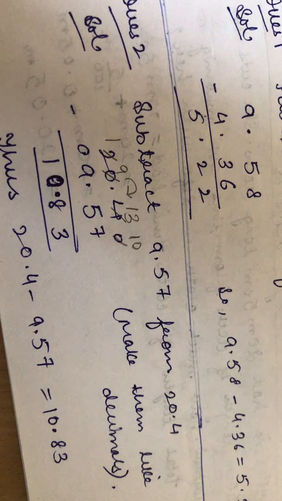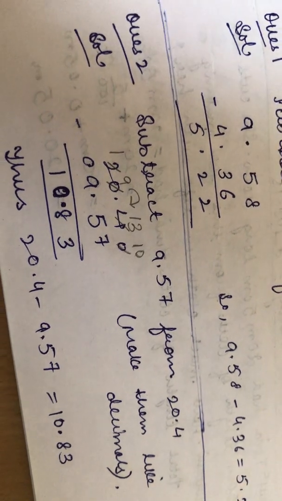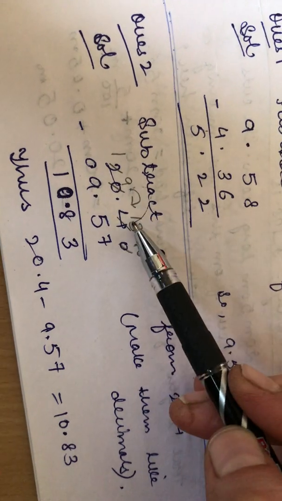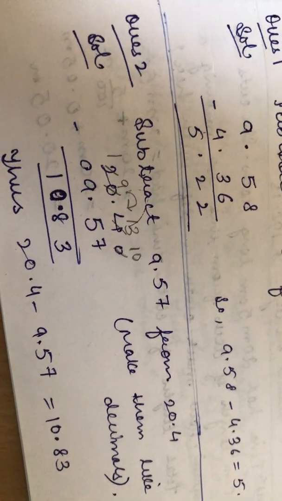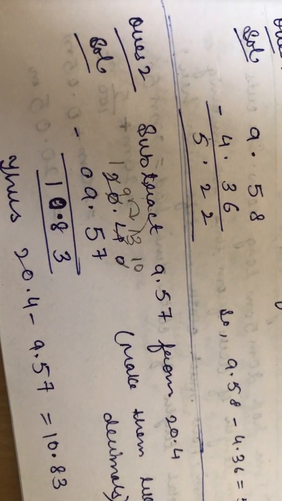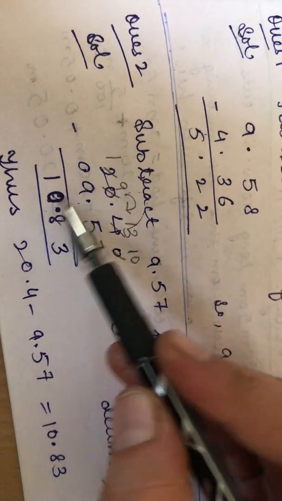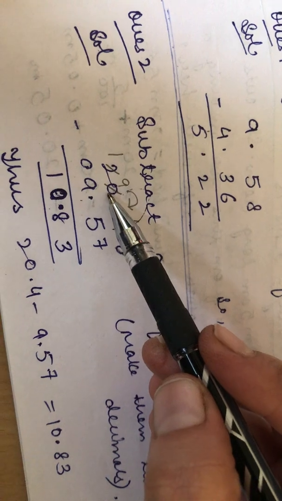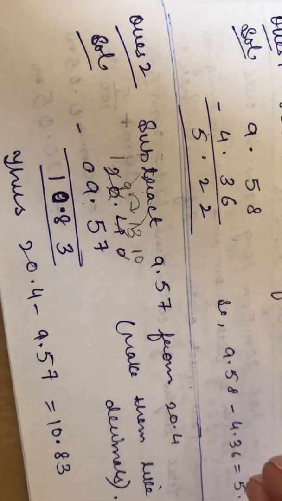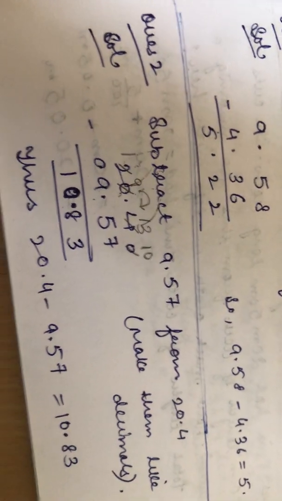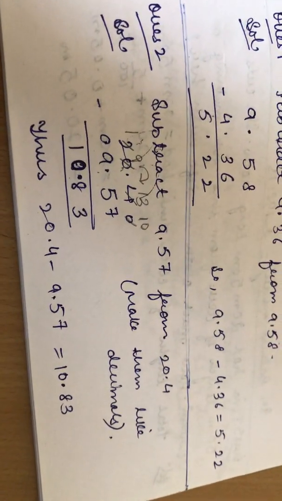But we cannot subtract 5 from 3. So I have to take help from 0. So 1 will be added here. It will be 13. Now 13 minus 5 is 8. Again 9 minus 9, it is 0. Now this 0 is taking help from 2. So it becomes 1. 1 minus 0, 1. So I get the answer 10.83.